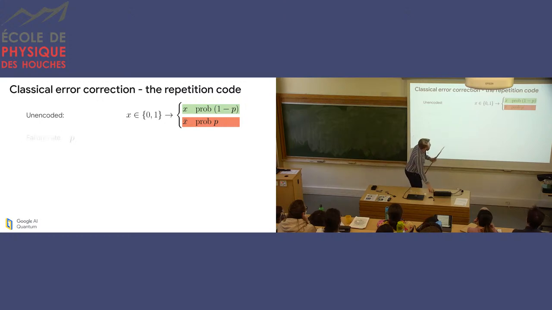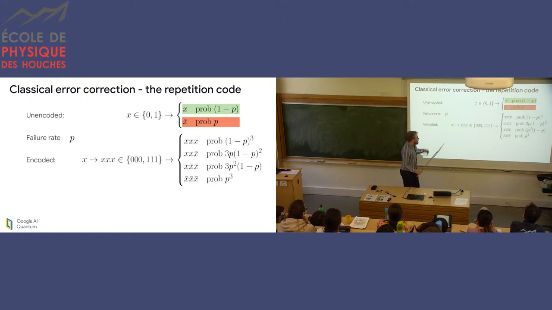So that's unencoded. Now let me encode. I said the failure rate is p. Great. When I encode now, it's a repetition code, I just copy x 3 times, and now my code space is either 0, 0, 0, or 1, 1, 1. If I assume that everything is completely stochastic, so errors are uncorrelated, then the probability of nothing happening is going to be 1 minus p cubed. That's actually bad, right? This is strictly worse than just 1 minus p.